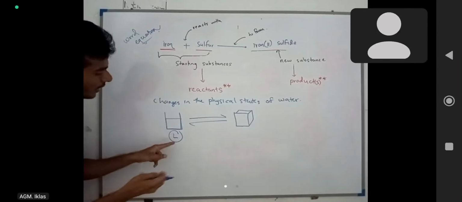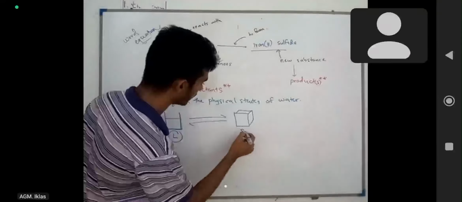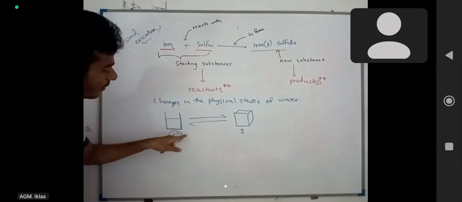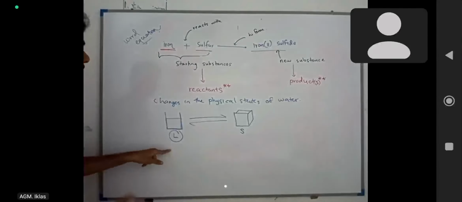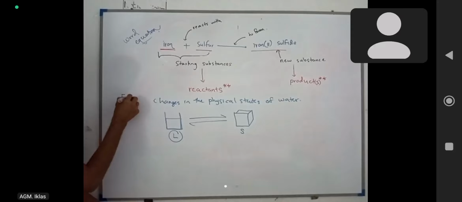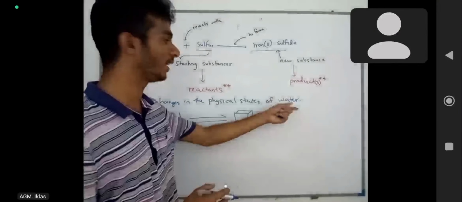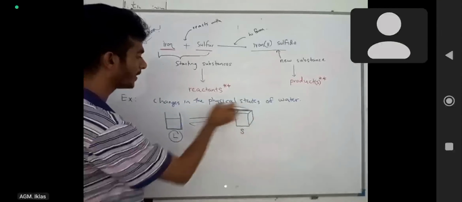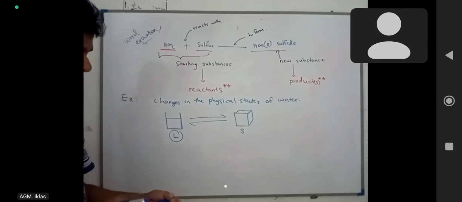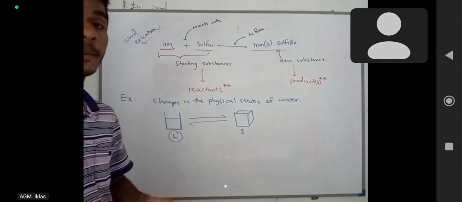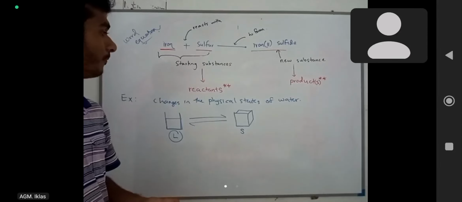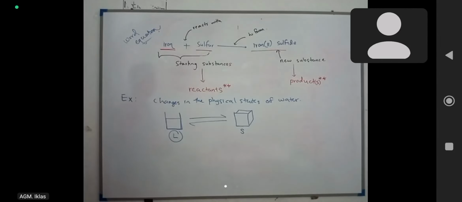Here, liquid is converted to solid. Then again, solid can be converted into liquid. For example, in your examination, you can write: changes in the physical states of water. After writing this phrase, you can draw a picture like this. Okay? Changes in the physical states of water.